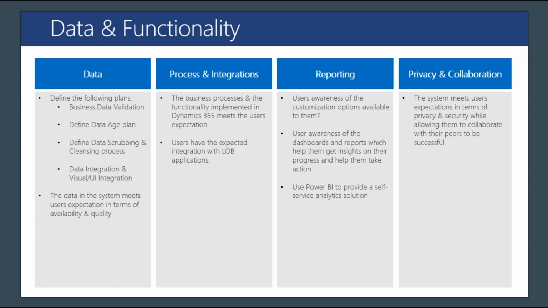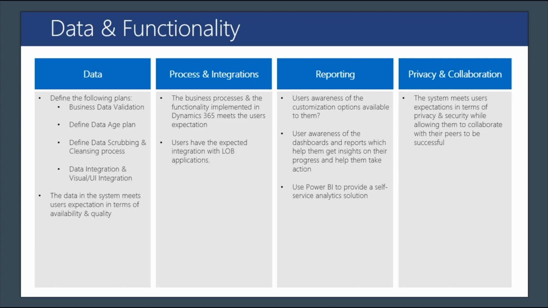Define the data age plan. And when we say data age, we usually assume that if an activity is 1 year old, it's closed, we don't have to migrate it, right? Or if it's 2 years old, let's not migrate it. But that assumption that we make related to data age, what we are migrating, what we are not, and what's the process if I need to go and look at the data that's older? Will I still have access to the older system or not?